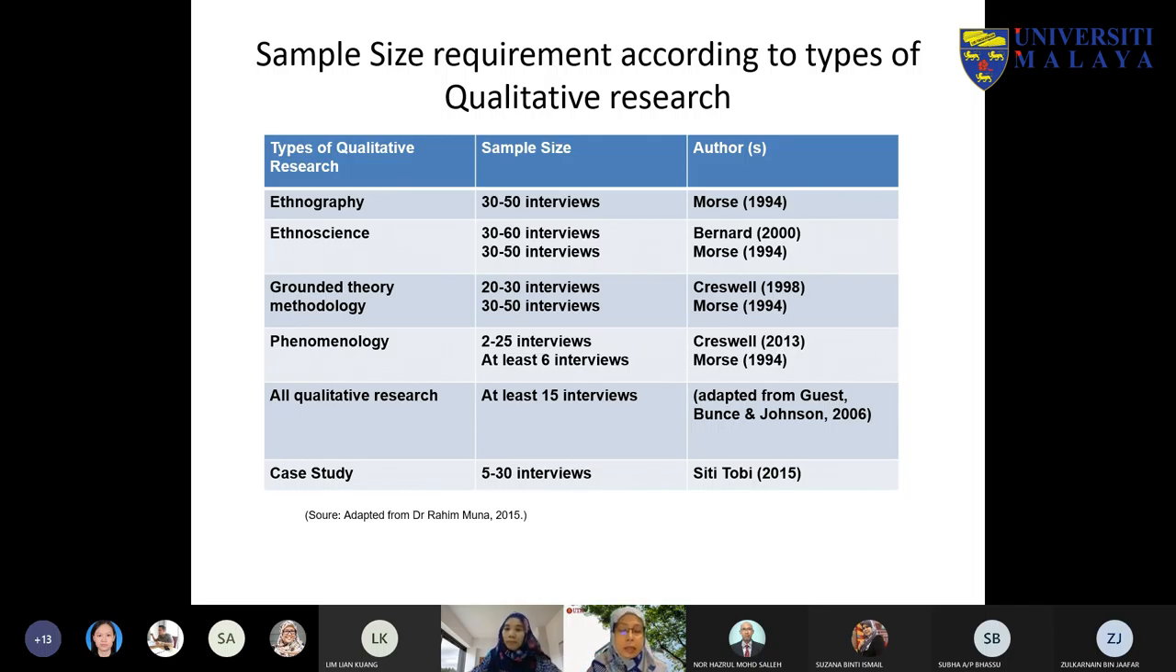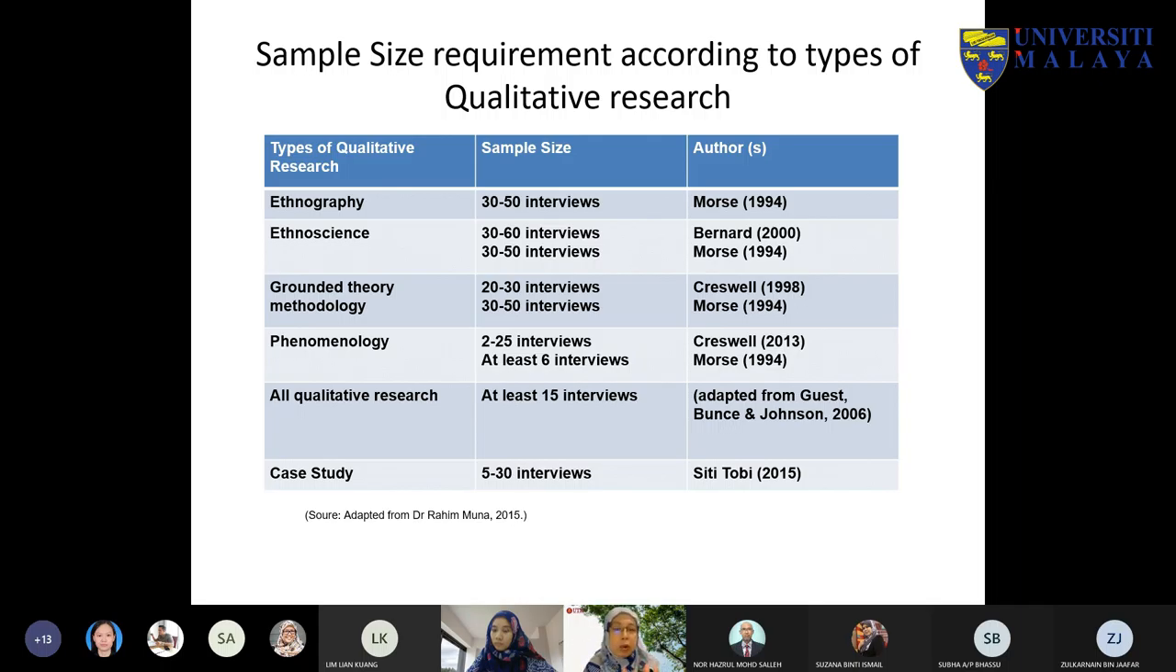Usually I can say 20 to 30, but it shouldn't exceed 60 interviews for an individual researcher. But if you have a research grant and a big group, you can have more than 60 interviews. For a single researcher, it should not exceed 60 interviews, okay? For ethnography, phenomenology, all qualitative research, at least 15.